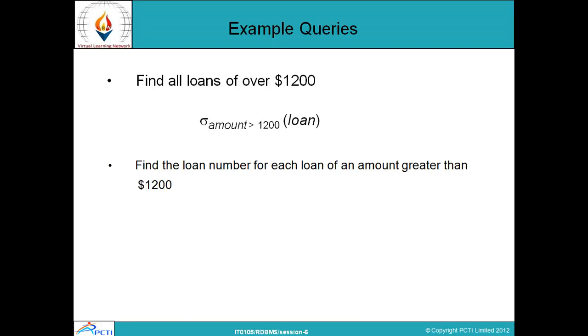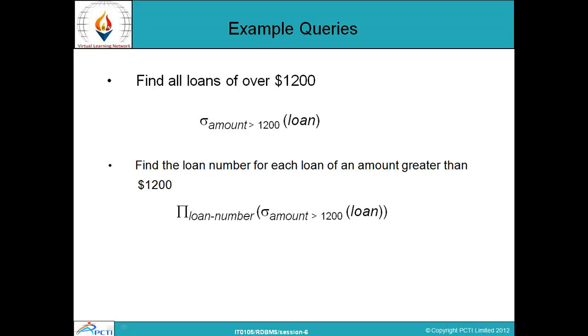Let's see: find all loans of over $1200. Now we extract the rows. It uses the select sigma symbol, amount greater than 1200 from the table loan. The query should be, I hope, very clear. Find all means you are taking loans from the table loan with values greater than $1200, meaning the rows you are extracting are those where the amount column value is greater than 1200.